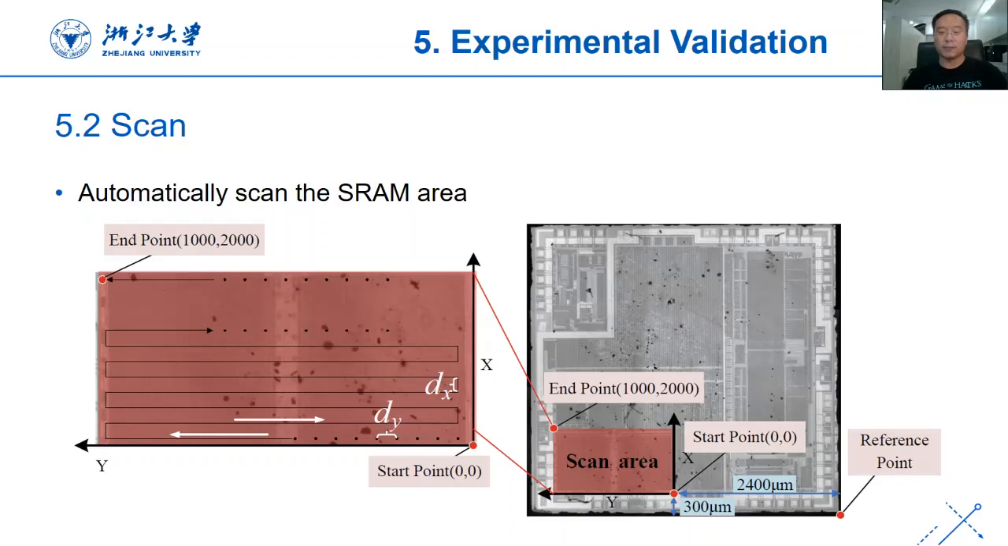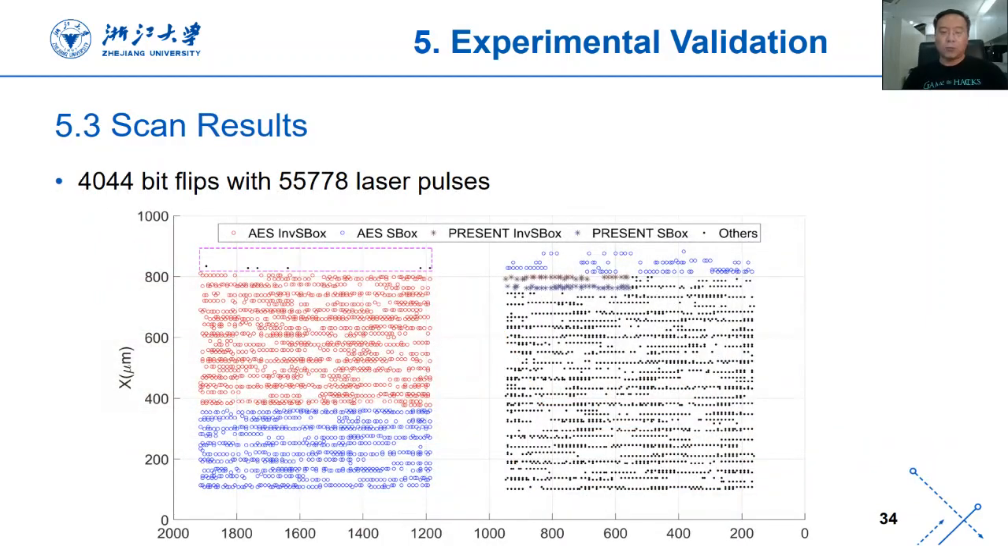This is a very tedious and time-consuming part. We injected a total of 55,000 laser pulses and found 4,000 bit flips. As shown in this figure, the S-box and its inverse occupied half of the SRAM. And we also deploy the PRESENT S-box, which is only 16 bytes, attached at the end of the AES S-box.